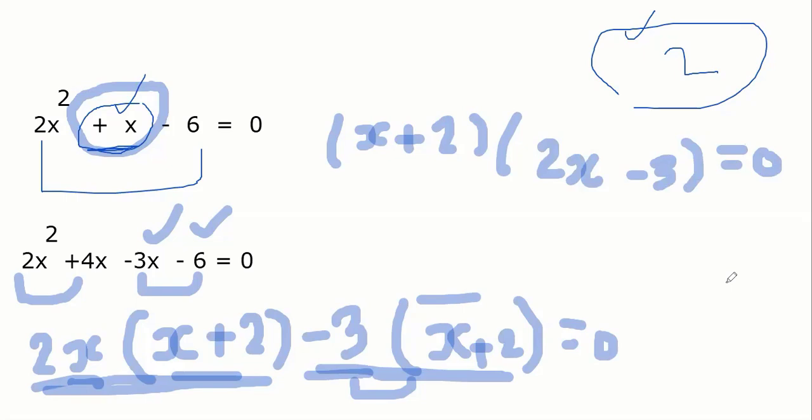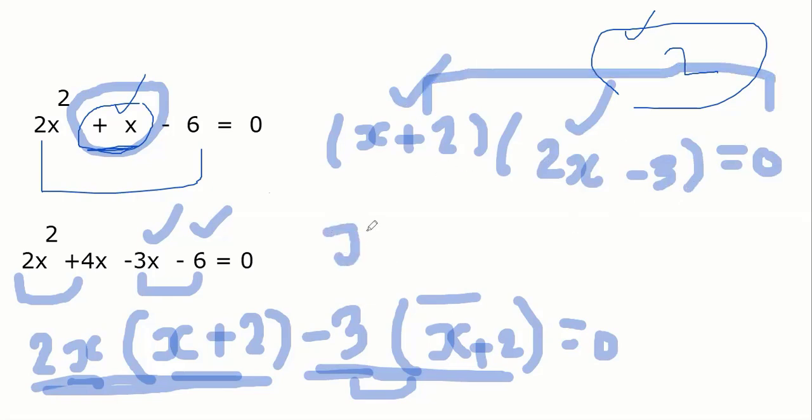These are the factors. Listen very carefully. People get confused, sir, what are the factors? What are the roots? They are not the roots. Factors are x plus 2 and 2x minus 3. But if I want to get the roots, I'll equate x plus 2 with 0. If x plus 2 equal to 0, then x equal to minus 2. X equal to minus 2. Correct.